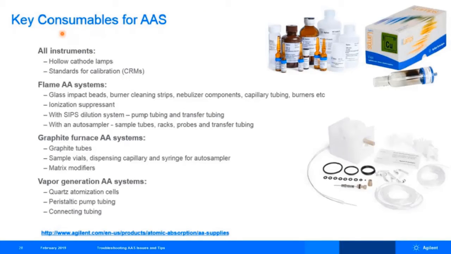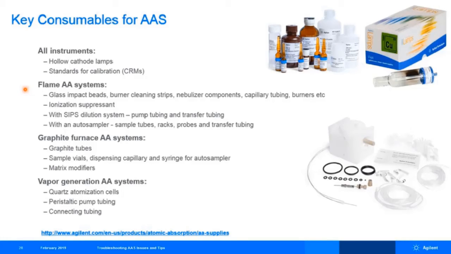Another common question that comes up from many users is about what sort of consumables you should carry, that you should have on hand to help support use of the instrumentation. So these are some broad guidelines about the common types of consumables or supplies that you may want to have on hand to support usage of your instrumentation. Now, all instruments, of course, will need hollow cathode lamps, but also they'll need the standards that are used for calibration, so the certified reference materials.